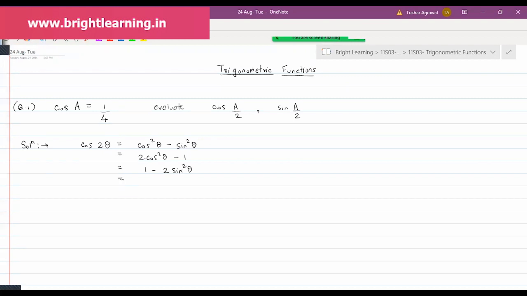And another identity was dividing the first one, cos square theta minus sine square theta, by cos square, multiplied by sec square. So when we divide by cos square, it becomes 1 minus tan square theta upon 1 plus tan square theta. These 4 different identities for cos 2 theta I have given. I have also explained all the proofs of the identity.